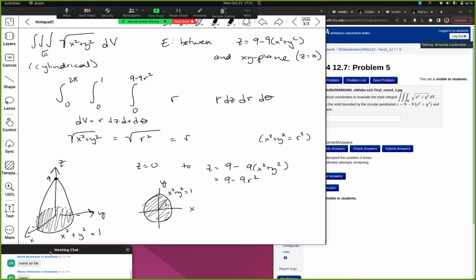If you hadn't figured out this visualization, the thing you would do is say, I don't know what to do next, I'm going to set my bounds equal and see what happens. So you would get 0 equals 9 minus 9r squared. 9r squared is equal to 9. r squared is equal to 1. r is positive 1 because we always choose r bigger than 0. And you would get to the same place.